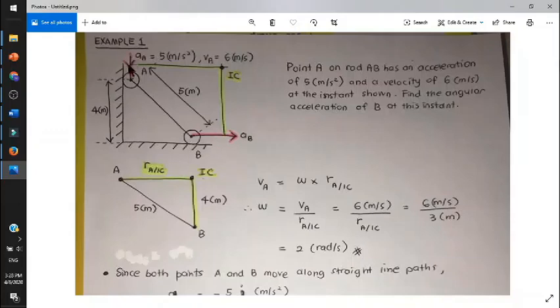You have point A, the acceleration downwards, AA equal to 5 meter per second squared, and also velocity A equal to 6 meter per second. Meanwhile, for point B, we have this direction of acceleration B to the right. So now guys, similar with relative velocity equation.